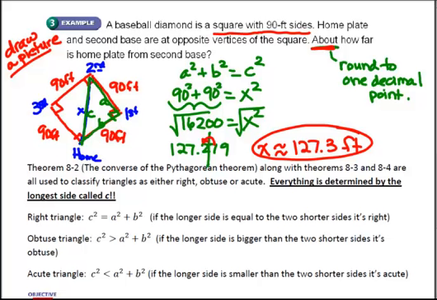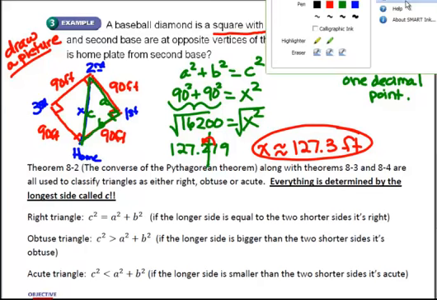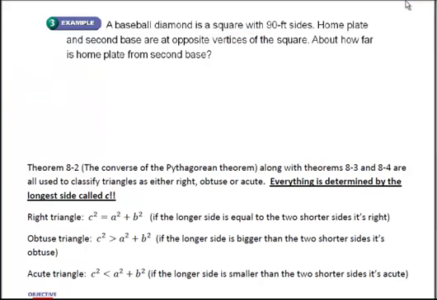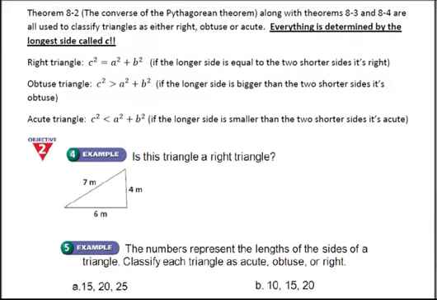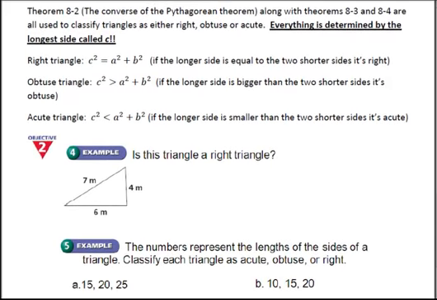Okay, the last thing we're going to talk about is how do you classify a triangle according to its angles. Is it a right triangle, obtuse triangle, or acute triangle? And the converse of the Pythagorean theorem will tell us this. Now, everything is based on the longest side. Just want to remind you that. We're going to use the converse, so we're going to start with the C. Everything starts with the C, and we're going to compare it.